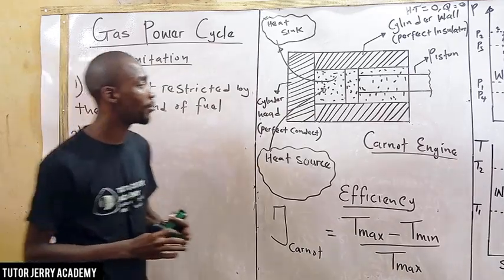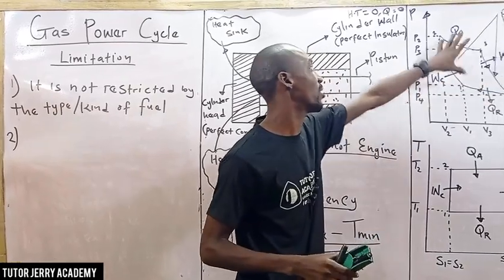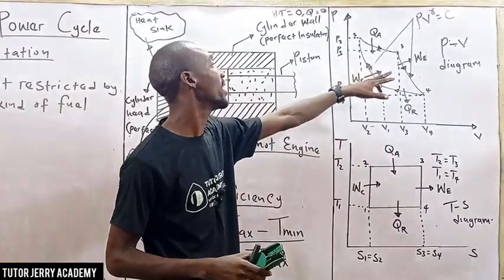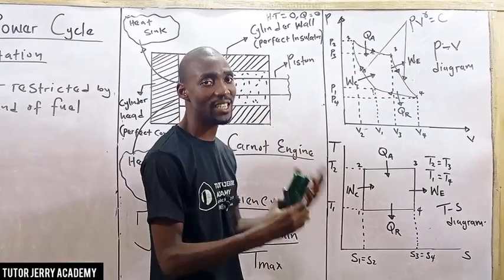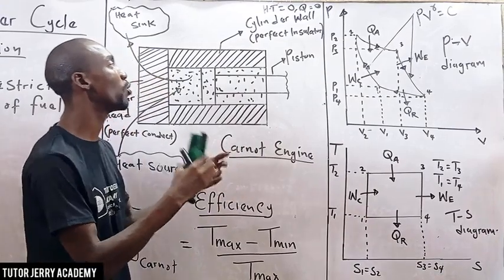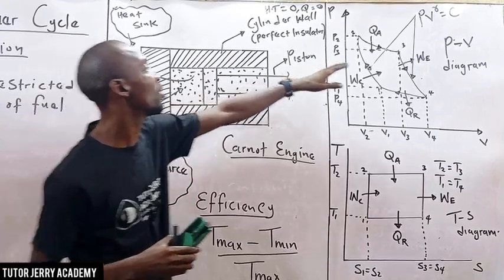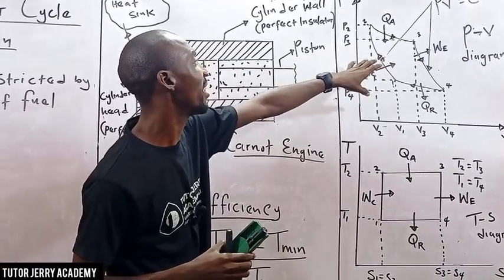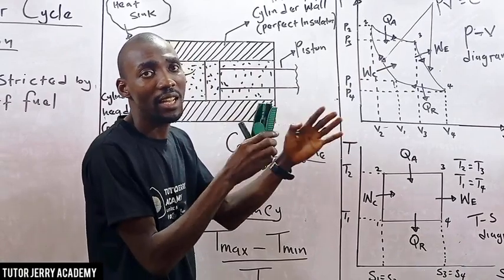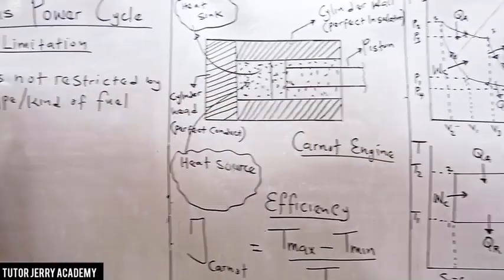We have two processes here: the adiabatic process and the isothermal process. During the adiabatic process, the piston should be made to move at a very high speed so that the working medium, that is the air, cannot exchange heat quickly. All right, so let me write that point here.